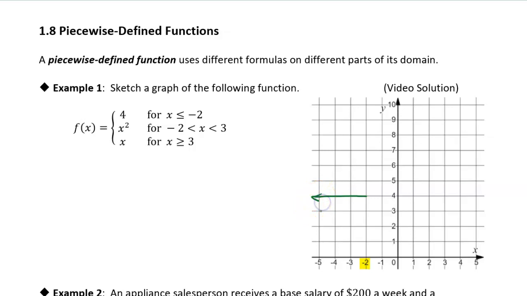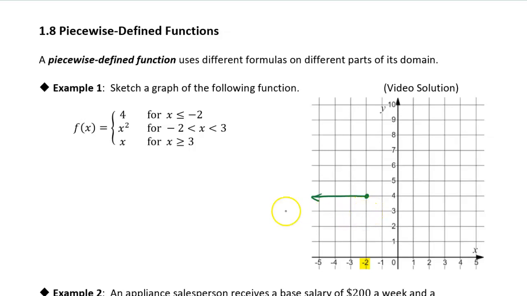Okay, so it keeps going on to the left, and the interval is defined to be less than or equal to -2. So this point is actually included in that piece of the function. Okay, so when x is equal to -2, f of x is equal to 4, by the definition of this function. All right, so let's go on to the next piece.